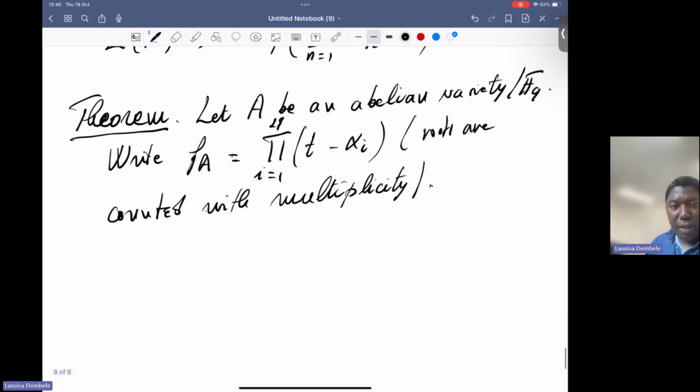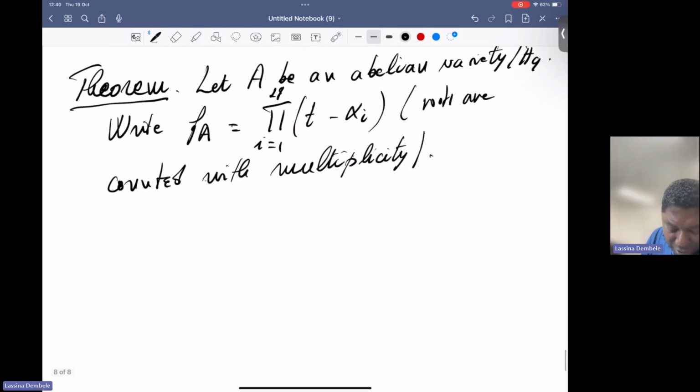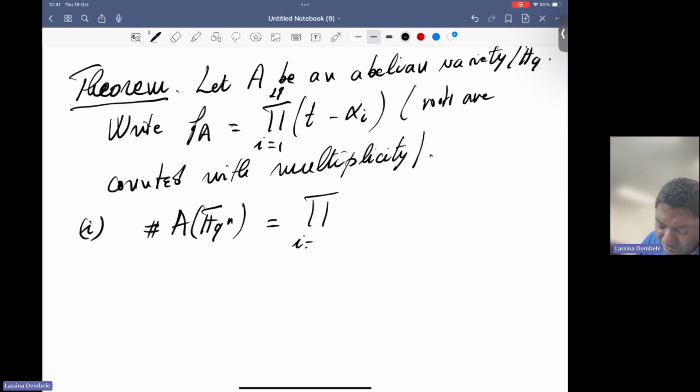Okay. And so the first part of the statement tells us that you can use this to recover the number of F_q to the n rational points. So if I want the number of points that are defined in F_q to the n, all I have to do is compute the following product. I'm going from 1 to 2g, and then I take 1 minus alpha_i to the n. So that's the first part of the statement.